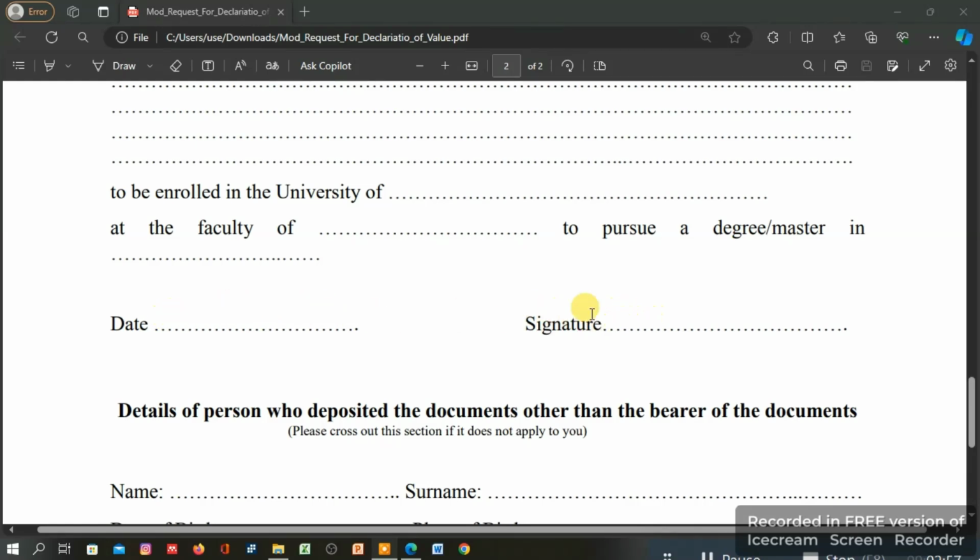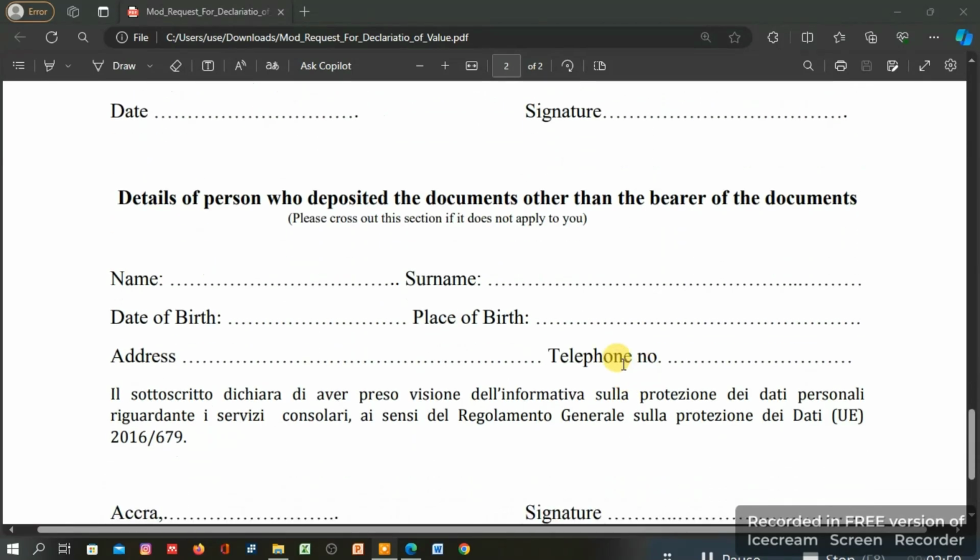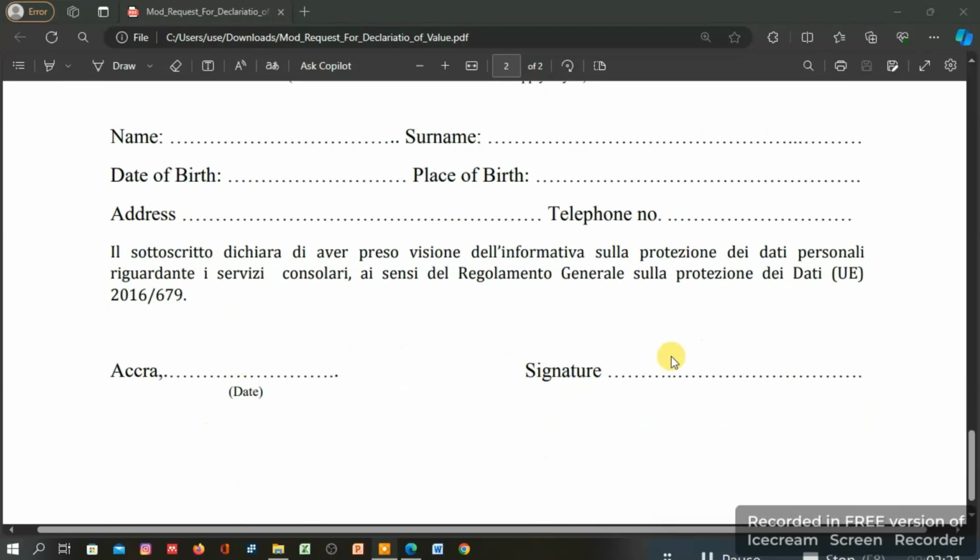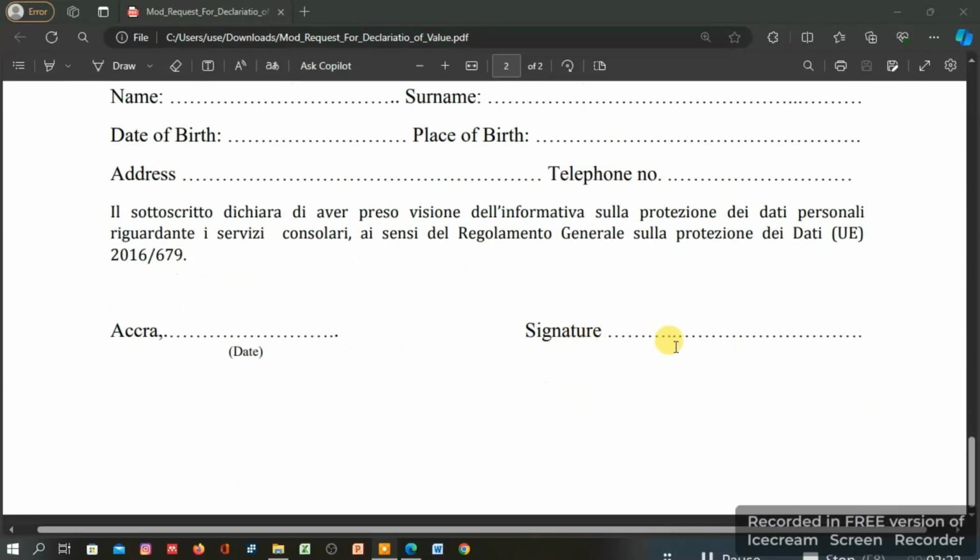So you write your date and your signature, and then if somebody is supposed to send the application on your behalf, because for some reason you are not around, the person who is supposed to send the document on your behalf should fill in his name and details in this particular section, date, and then sign, and then you can submit the document. Now let me show you how.